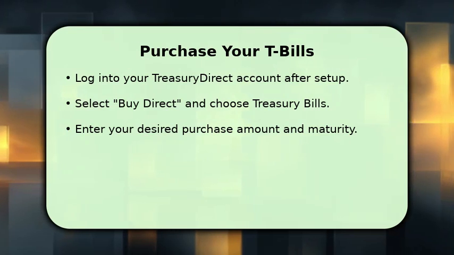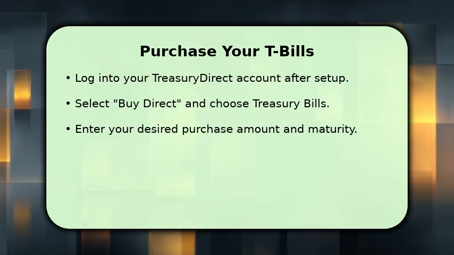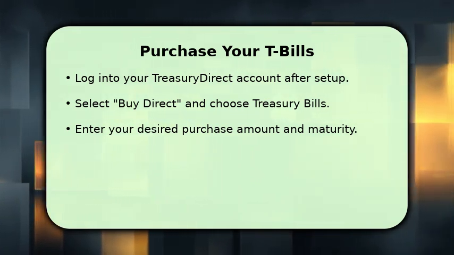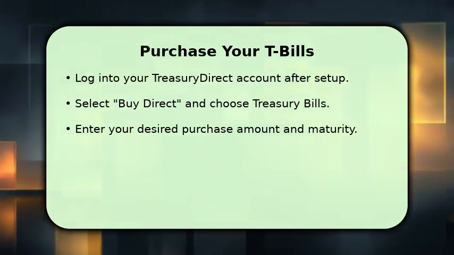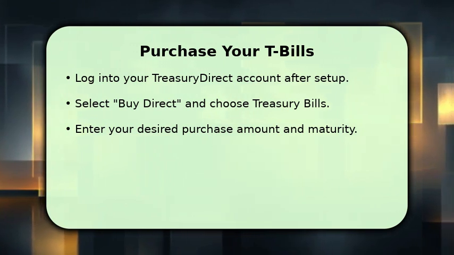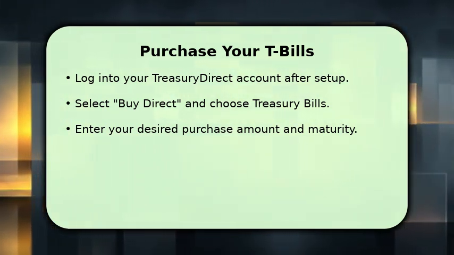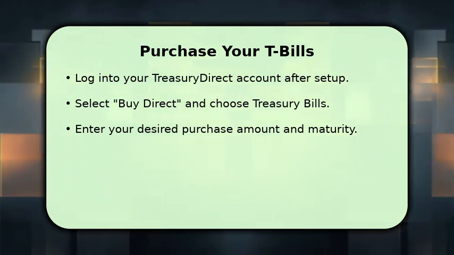Once your Treasury Direct account is active, log in and navigate to the Buy Direct tab. Here, you'll select Treasury bills from the available securities. You'll then specify the amount you wish to invest and choose your preferred maturity period, which can range from 4 weeks to 52 weeks. Review your order carefully before submitting it. The purchase amount will be debited from your linked bank account.